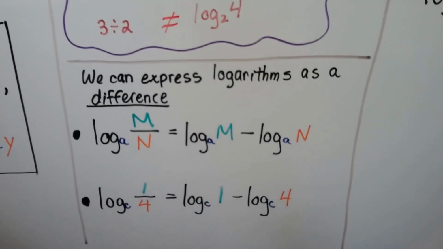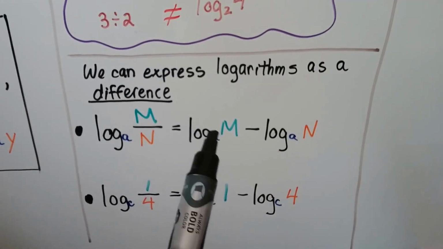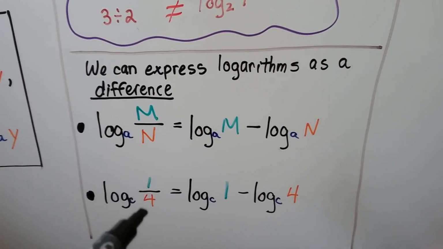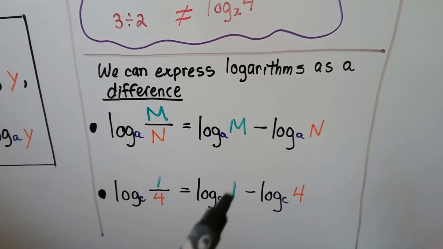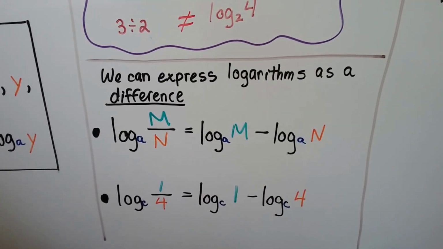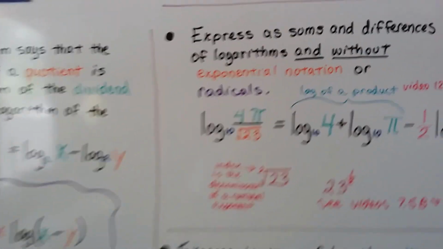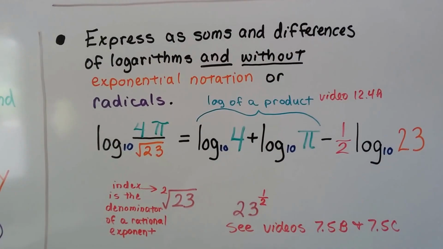So we can express logs as a difference. If you see log base a of the quotient of m and n, we write it as a difference. If you see log base c of 1/4, well, a fraction is a little division problem, isn't it? So we've got log base c of 1 minus log base c of 4. We can express them as sums and differences of logs and without exponential notation or radicals.